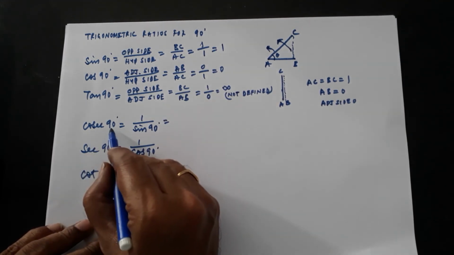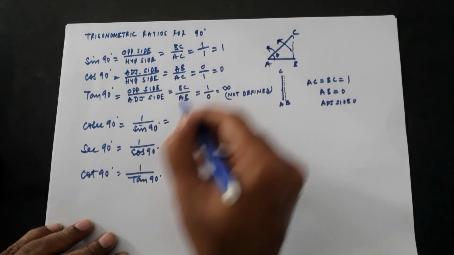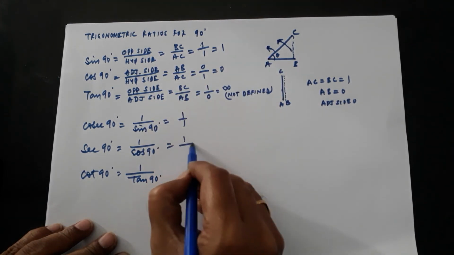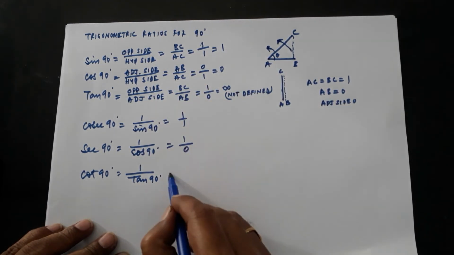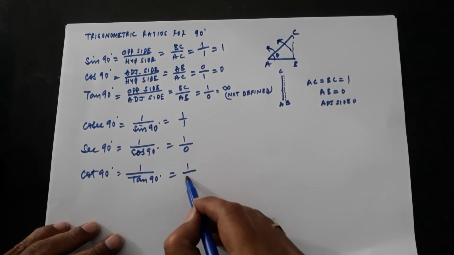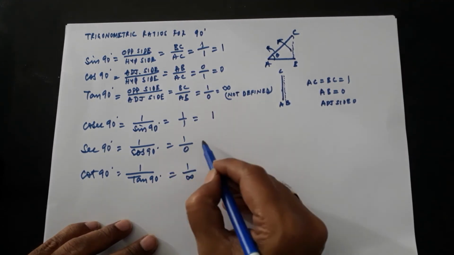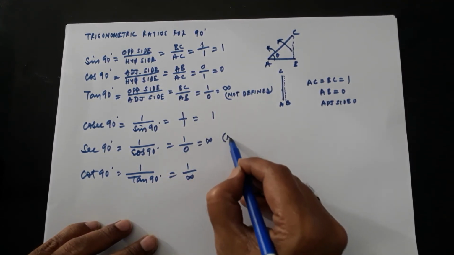And cosecant 90 is 1 by sin 90, which is 1 by 1. Secant 90 is 1 by cos 90, and cot 90 is 1 by tan 90. So 1 by 1 is 1, and 1 by 0 is infinity, which is not defined.